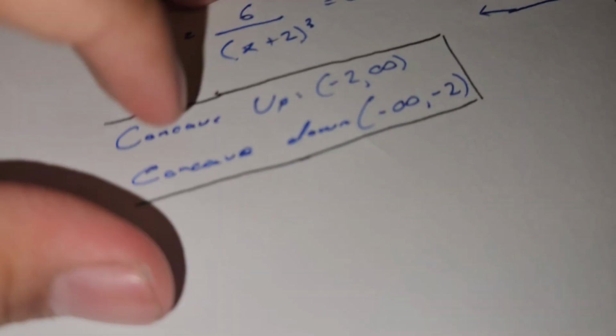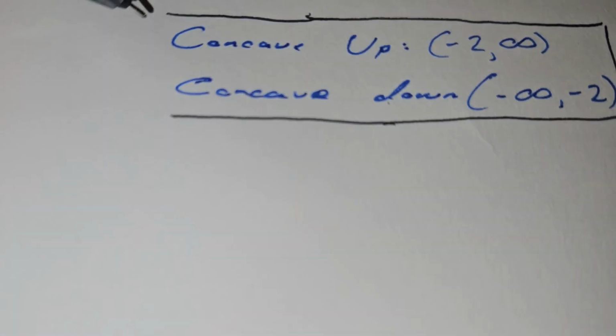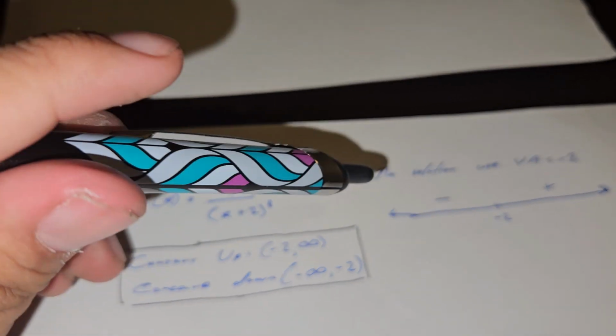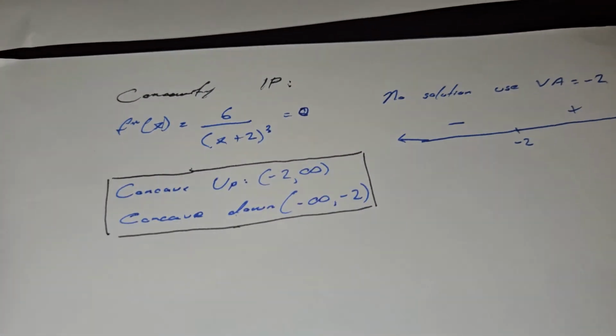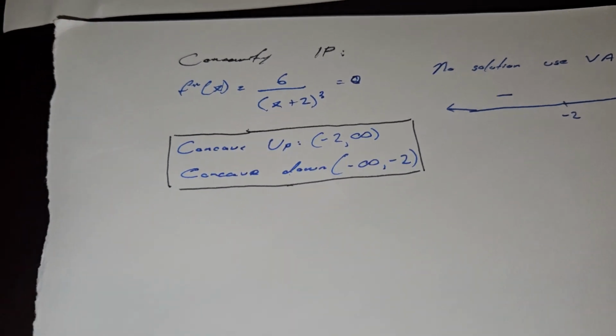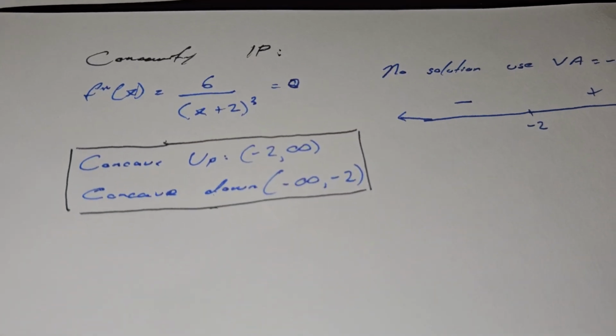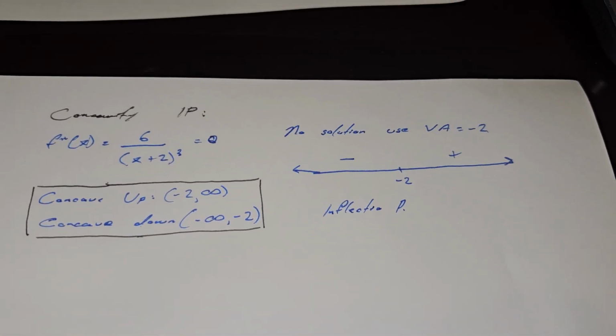Pick a number from the part of the number line you want to find. Again, we plugged in a -3 to get a -6 value. We plugged in a -1 to get a +6 value. So now we can find our inflection points. Let's find our inflection points.